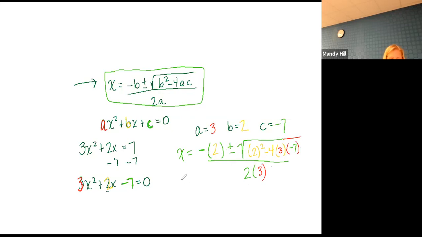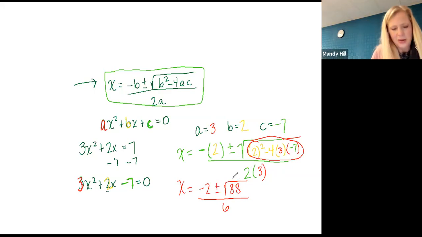Okay, the next thing you want to do is slowly start simplifying this. Well, negative 2 is just negative 2, plus or minus, okay? Your calculator can probably handle all of this at one time, so it would be okay to type in your calculator 2 squared minus 4 times 3 times negative 7, okay? And all of that comes up to 88. Our calculator can handle, or our brain can handle 2 times 3, which is 6.